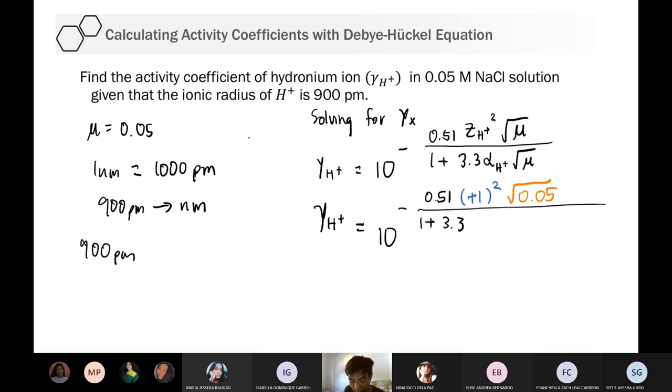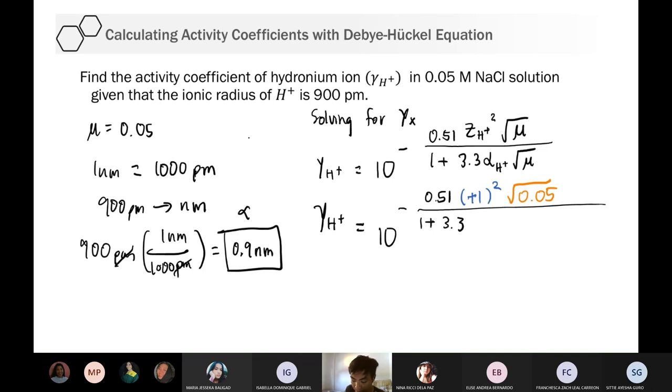900 pm, 1 nanometer, 1,000 picometer. Ika-cancel yan. So that is equal to 0.9 nanometers. This is our alpha. Again, yung picometer, you just divide it by 1,000 to get the nanometer. Okay, so alpha H plus is 0.9 nanometers. Then another square root of the mu.